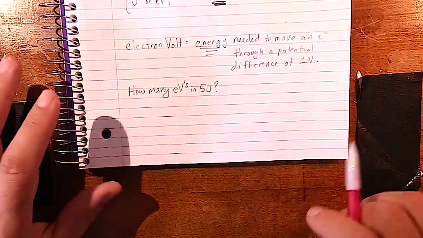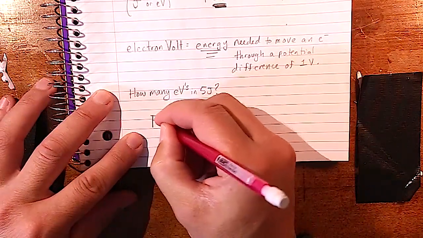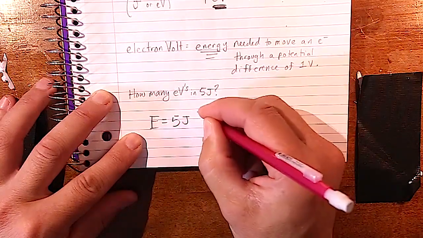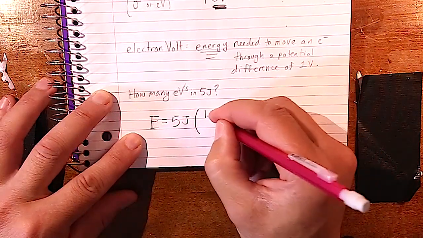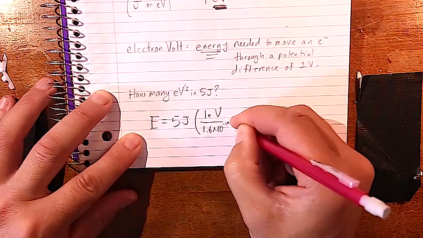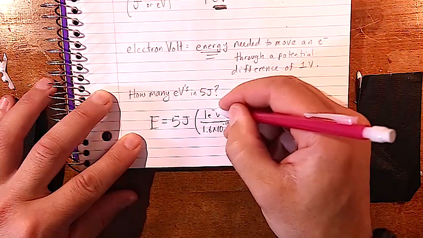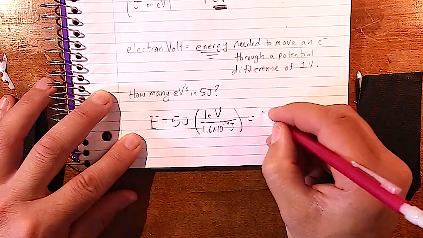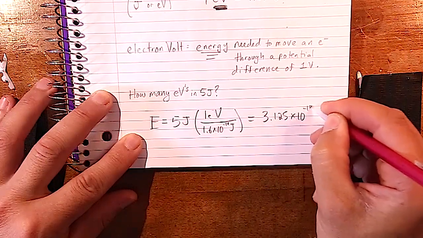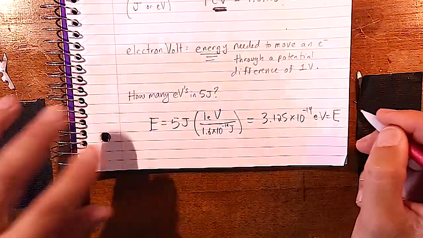So let's do a quick little problem. How many eVs are there in 5 joules? We can just do this as a conversion. We can say the energy we have is 5 joules, and then we multiply that by 1 eV over 1.6 times 10 to the minus 19th joules. So we multiply the 5, divide by this, and you end up with 3.125 times 10 to the minus 19th what? Electron volts. That is the energy.